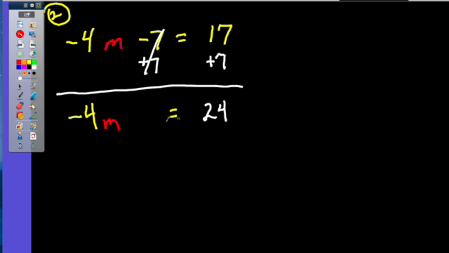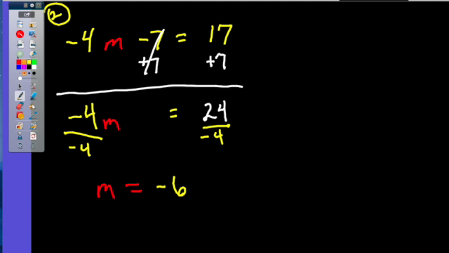-4m is equal to 24. Since this is multiplication, we're going to undo it by dividing each side by -4. So we end up with m is equal to 24 divided by -4, which is -6. Positive divided by a negative is a negative.